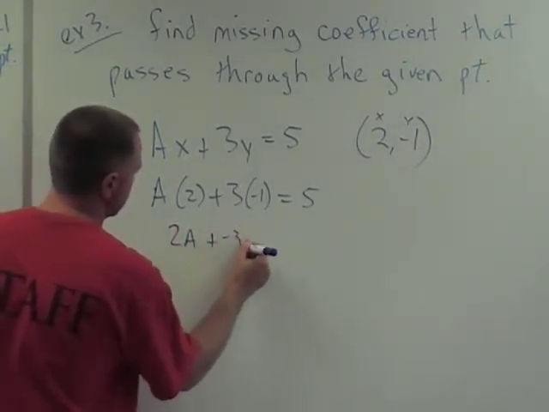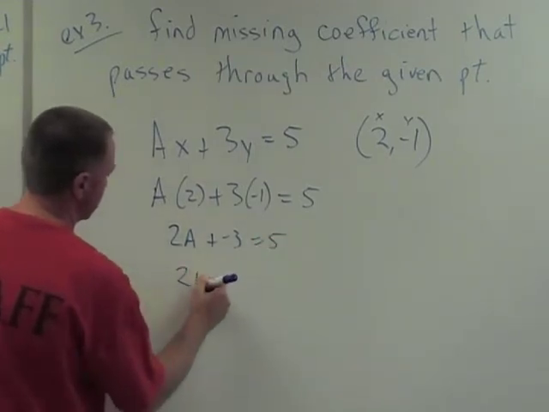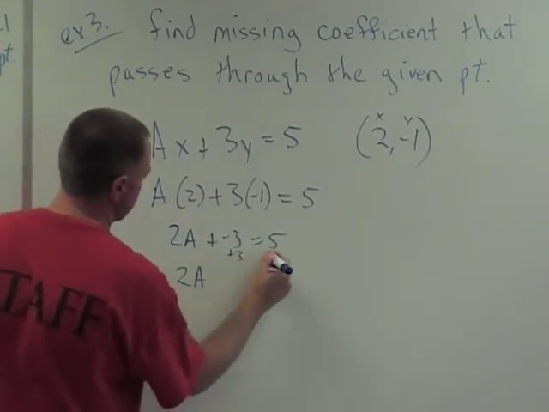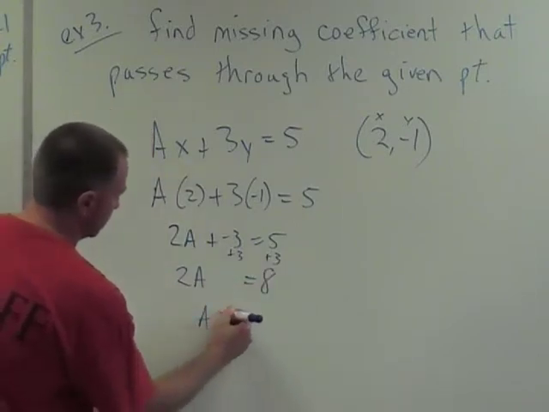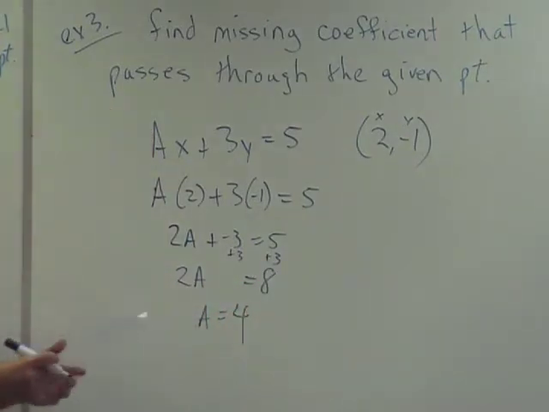A equals 4. Good. Got it? Any questions?